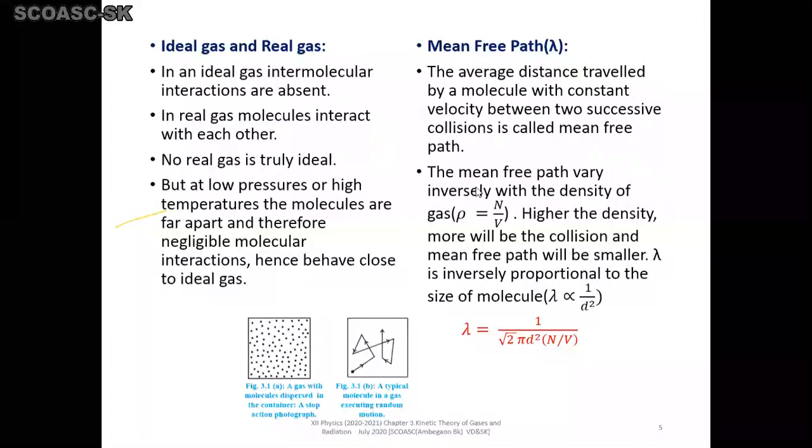Now this mean free path is not going to be constant always. It is going to depend upon the density of the gas, right? The more the density, the lesser the mean free path. That is, between two successive collisions, it is going to travel a very small distance, right?